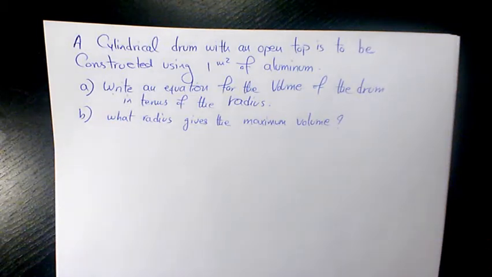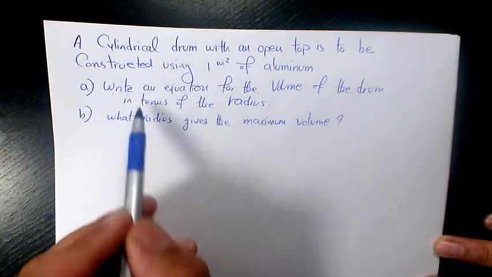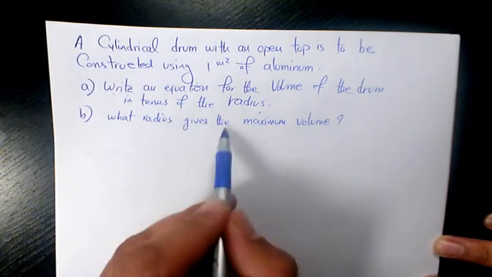Welcome to another video. In this video I want to deal with an optimization question. It says a cylindrical drum with an open top is to be constructed using 1 meter squared of aluminum. Write an equation for the volume of the drum in terms of the radius and what radius gives the maximum volume.